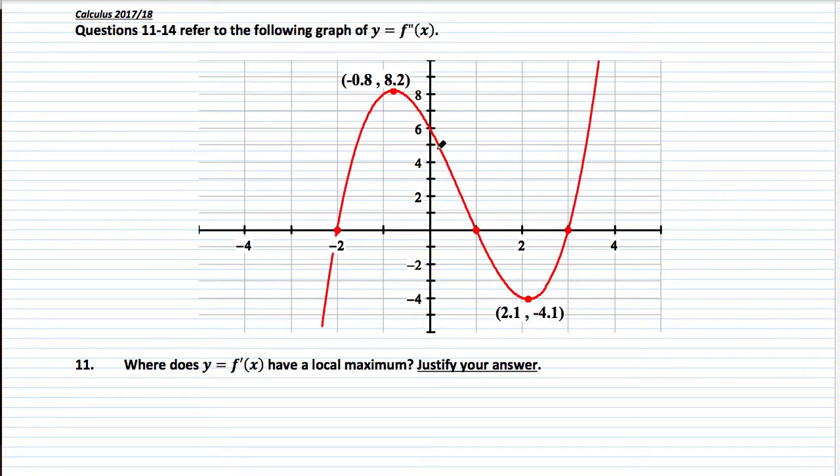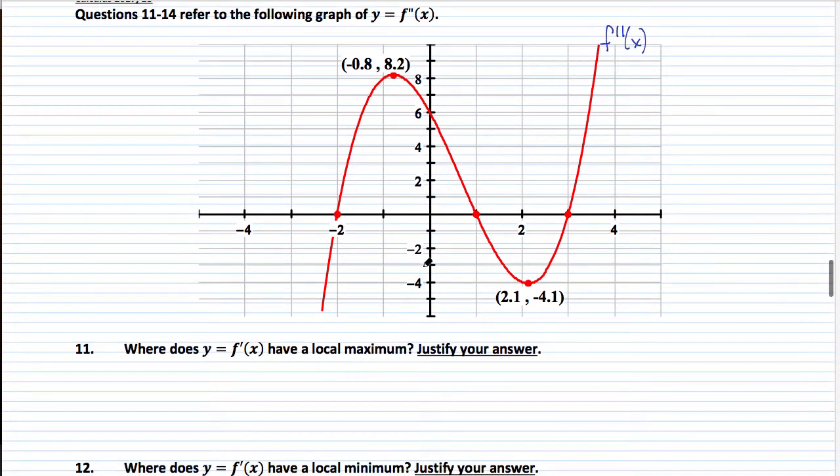So for questions 11 through 14, we're given a graph of f double prime of x. So this is the second derivative of a function. So this right here is f double prime of x, and we are asked questions about the first derivative. So in order to understand how this works, we simply need to know how all three things are related.